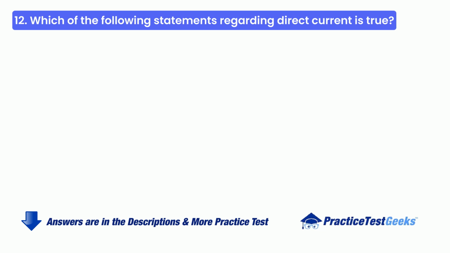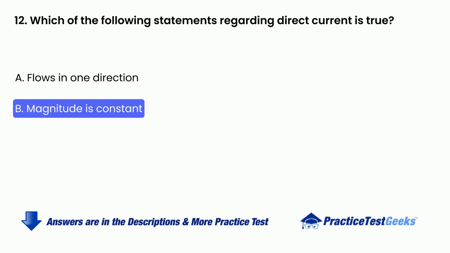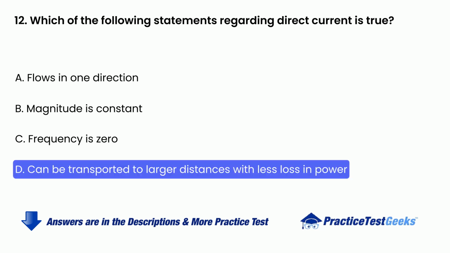Which of the following statements regarding direct current is true? A. Flows in one direction. B. Magnitude is constant. C. Frequency is 0. D. Can be transported to larger distances with less loss in power.